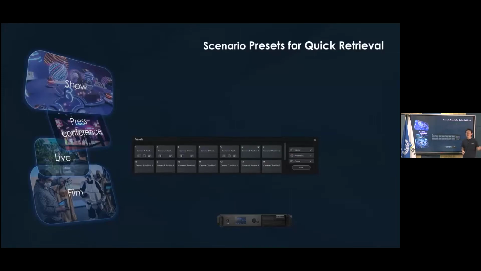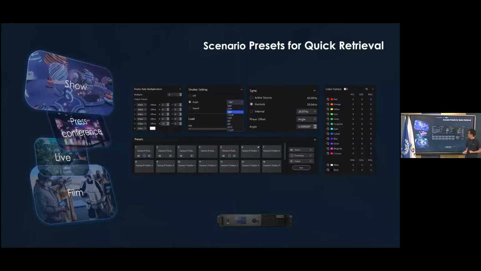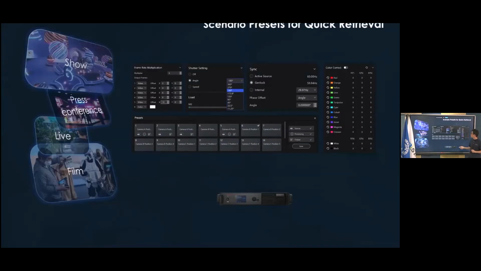When you go to different projects, just call back the preset for the settings of your controllers' LED screen directly. It is much more efficient for your work. Okay, this is setting the preset for the output and color processing. So this is the scenario preset, the second highlight we introduced.